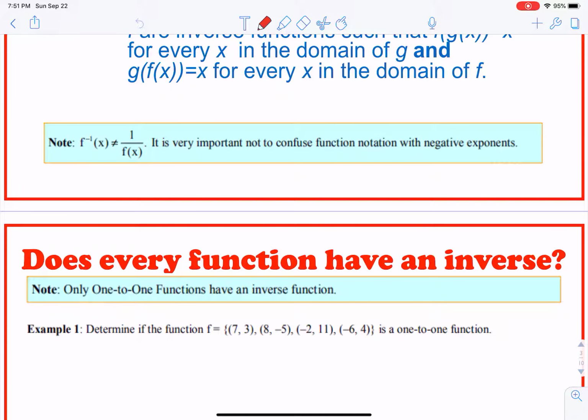Before we get there, I just want to talk a little bit about function notation and the inverse function notation. If I have f of x, I would denote the inverse of f of x as f inverse of x. I just want to make sure of this note right here: this is just notation, and it does not follow the rules of negative exponents, so this does not become 1 over f of x. This is just f inverse of x, and this is the notation that we'll use moving forward.